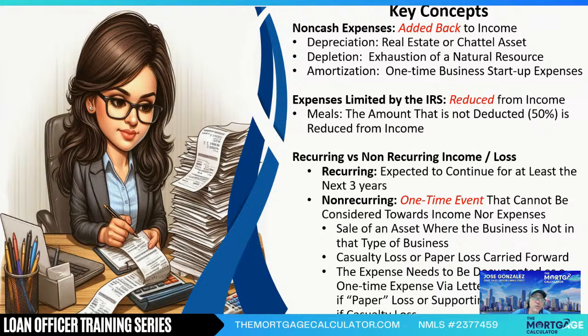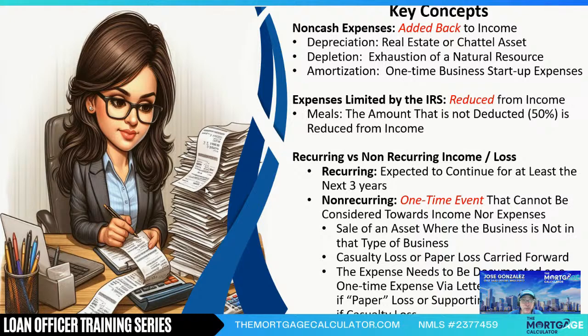So the next category we have is expenses limited by the IRS. In this section, the expenses would be reduced from the income. The logic here is that since the expense is limited by the IRS, the amount that they did not write off is counted against them. So the most popular category for this is meals, right?